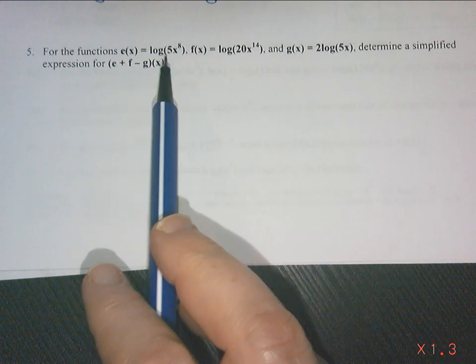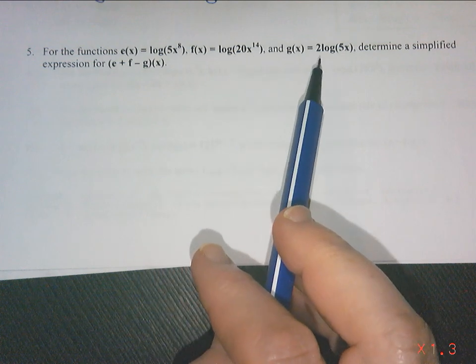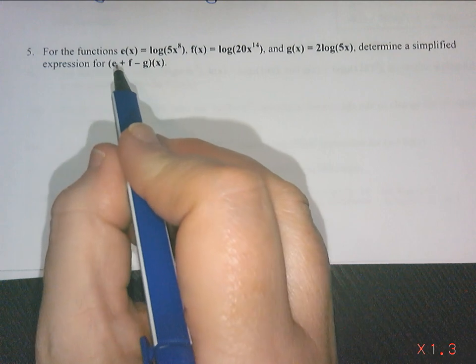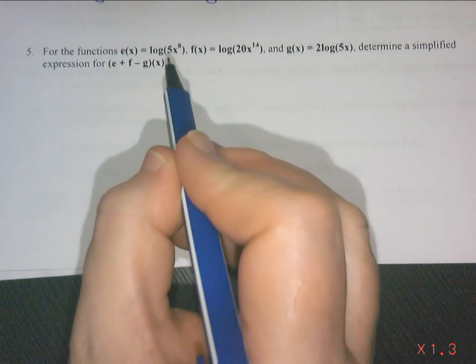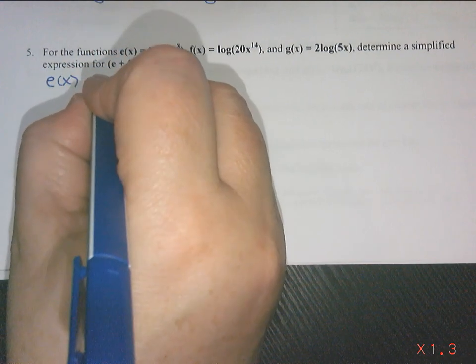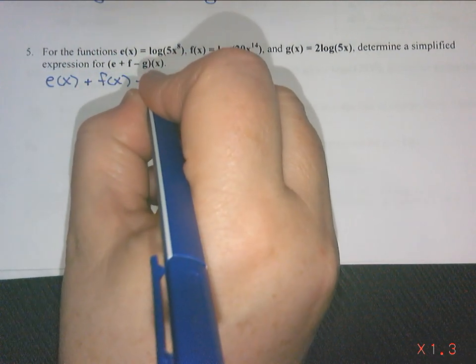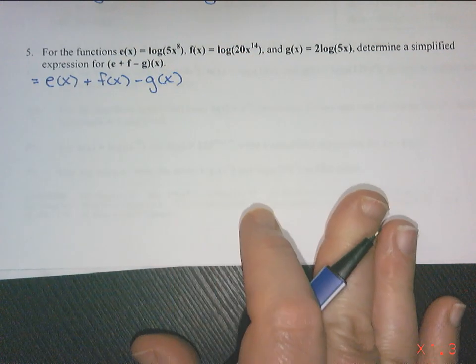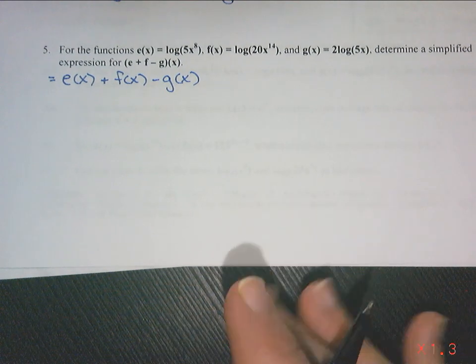Now I did notice that none of these logs appear to have a base. So we did talk in our previous unit that when you have a log with no visible base, it is log base 10. Now I don't really need that for this question, but just know that it is log base 10. All right, so we are doing e plus f minus g of x. So I am doing e of x plus f of x minus g of x.